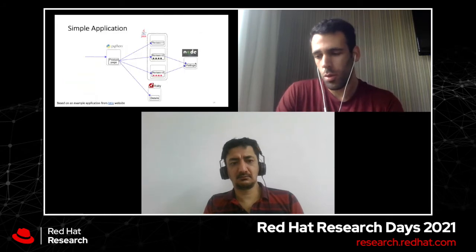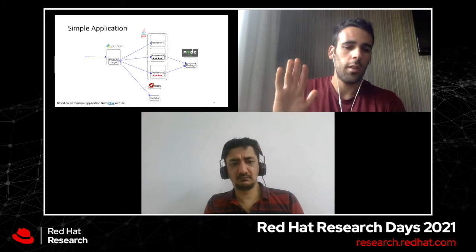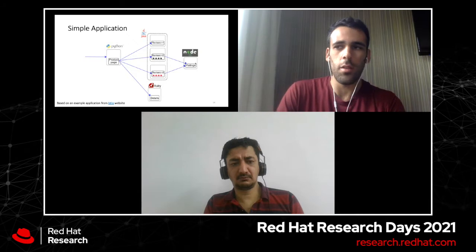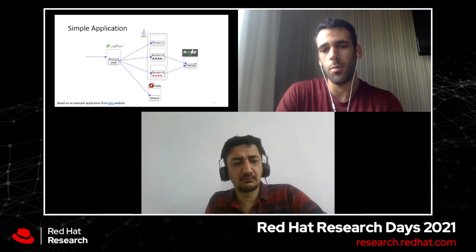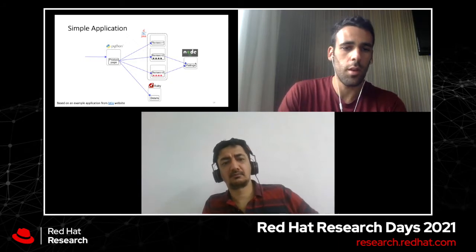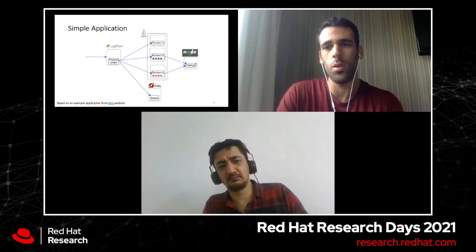And I want to walk you through the small research that Bob did, and to actually take a step back and talk about how microservices-based applications work on Kubernetes. And we're going to use this example throughout the presentation. It's an example of a simple web application taken from the Istio tutorial.